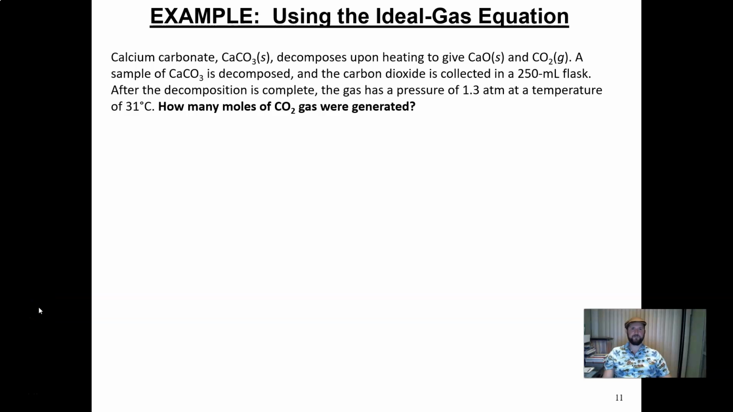So after having used that combined gas law and watching that super long video, 17 plus minutes, there's that many slides to get through, I just have one example problem with using the ideal gas law as is. And this is the example problem.